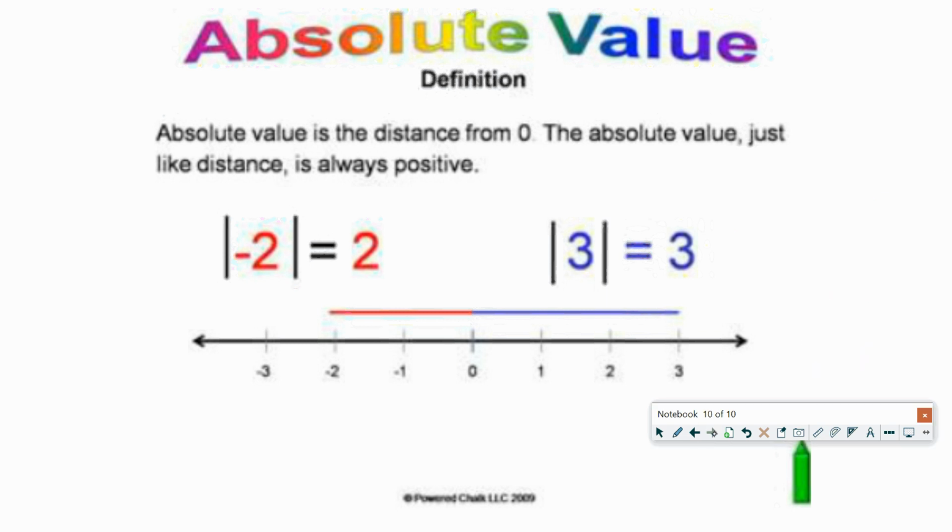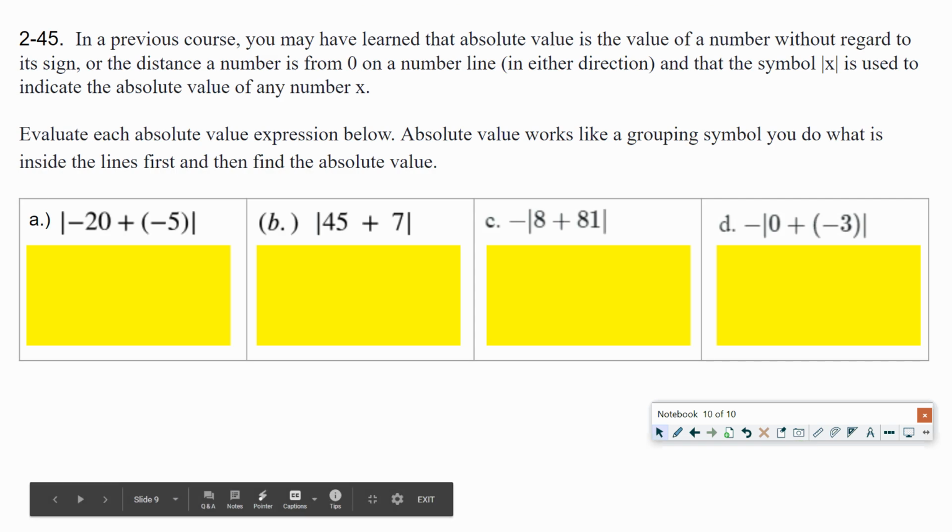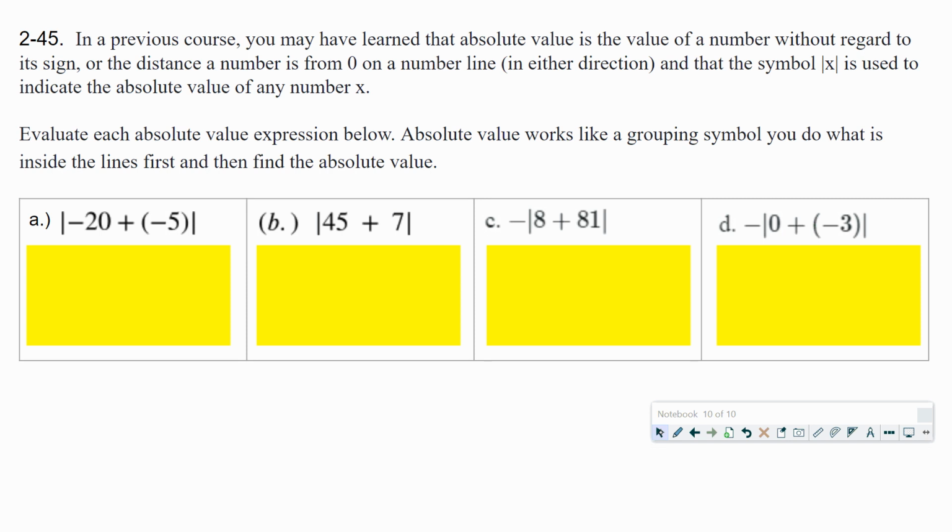Okay, so let's try a couple of these. So it says, in a previous course, you may have learned that absolute value is the value of a number without regard to its sign, or the distance a number is from 0 on a number line in either direction. And that symbol, the absolute value of x, is used to indicate the absolute value of any number x. Evaluate each expression below. Absolute values work like a grouping symbol. You do not do what's inside the lines first and then find the absolute value.